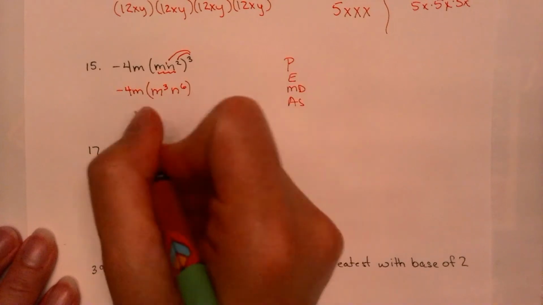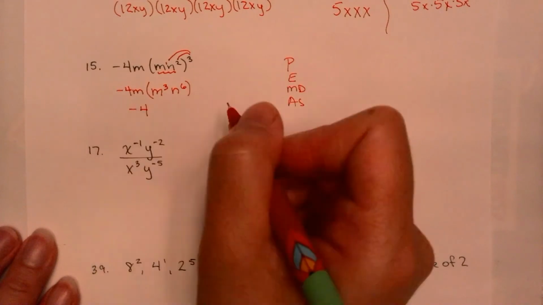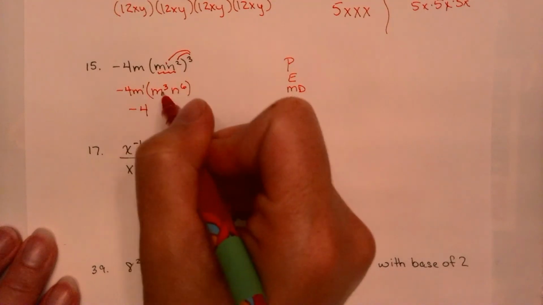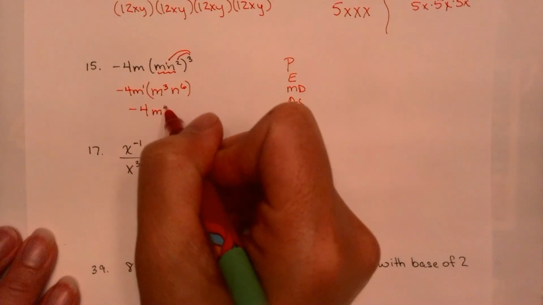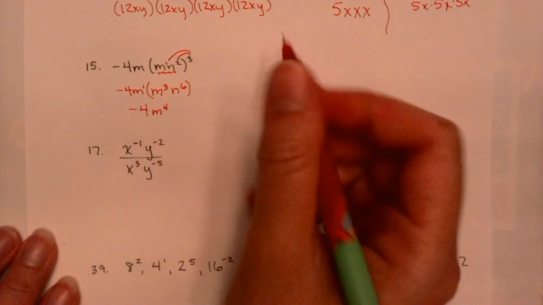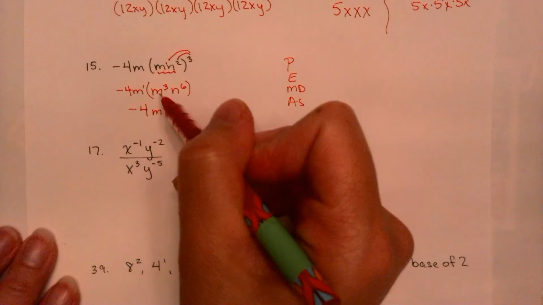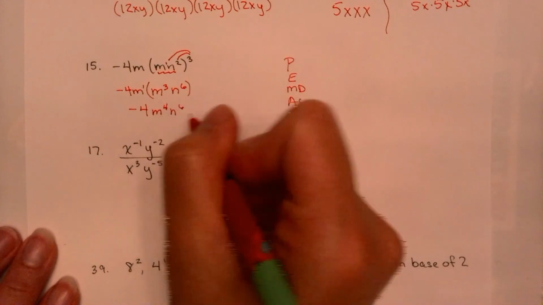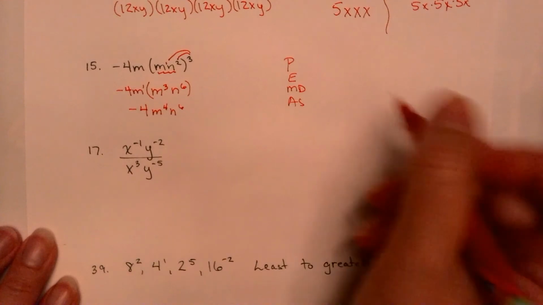So you're always going to clean it up. Clean up your numbers, clean up your variables. There's m to the 1st there, there's m to the 3rd there. So I'm multiplying like bases. I keep the base, I add the powers. Remember, there's 1 m there, there's 3 more. So I'd be multiplying it out 4 times. And then the n to the 6th just comes along. And that's my final answer. Okay.